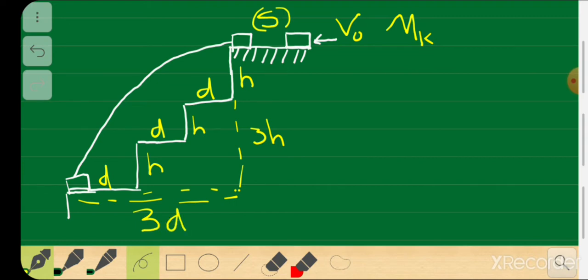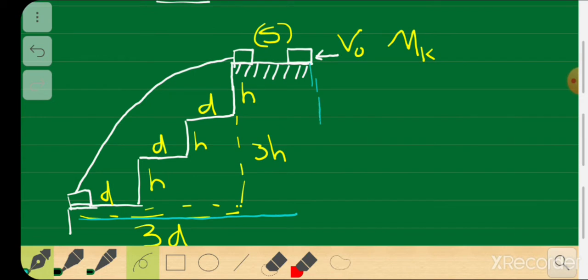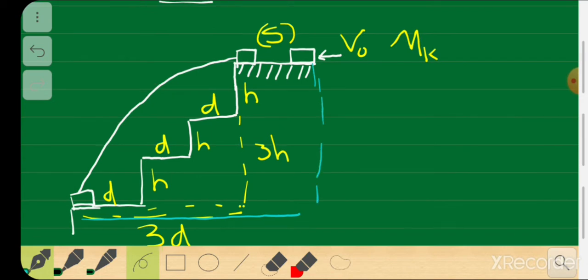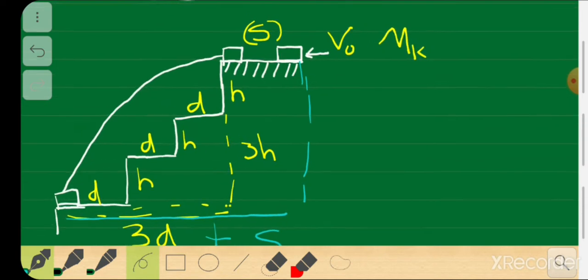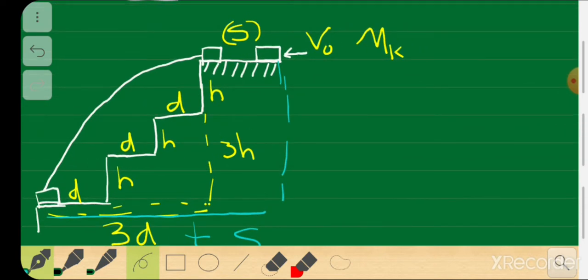The total distance of the whole base will be 3d plus s. So that will be the total distance. This is the problem, and I can find out various things. Let's find out what the distance s is. My question here is, what is s? We need to find that out.